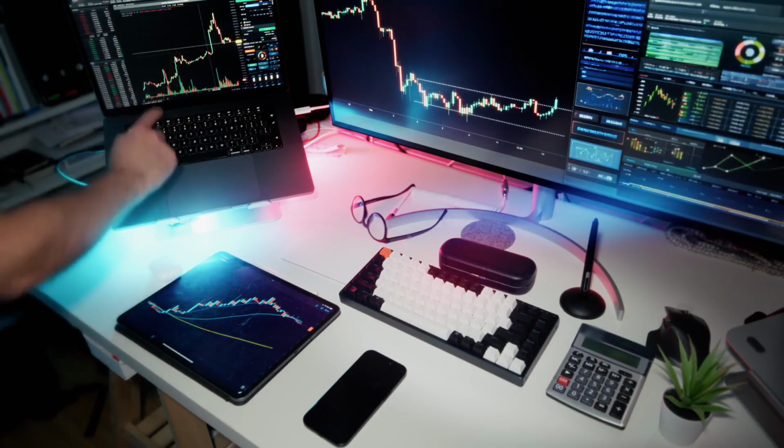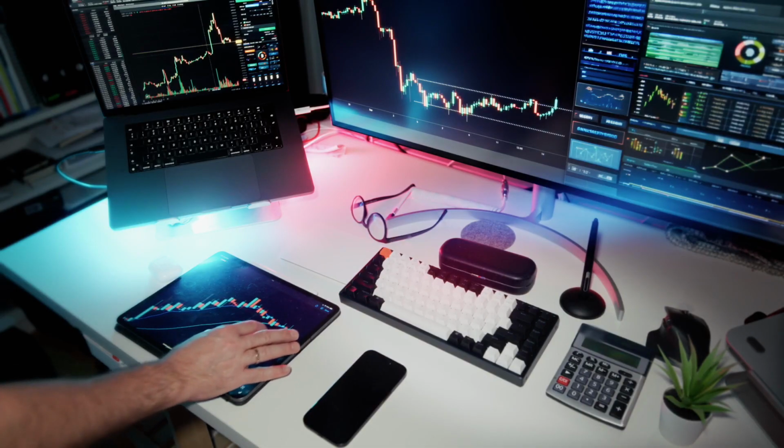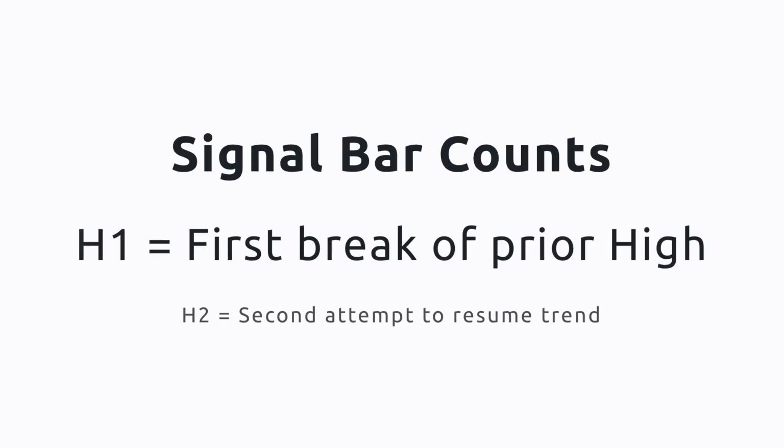When a trend is aging, don't buy the first reversal up. Wait for the market to attempt to go down a second time and fail. We label these entries H1, H2, H3 for high 1, high 2 in a bull trend.